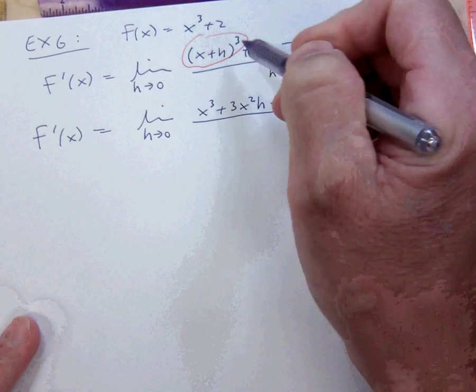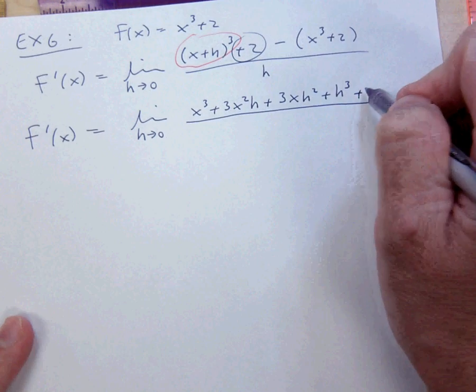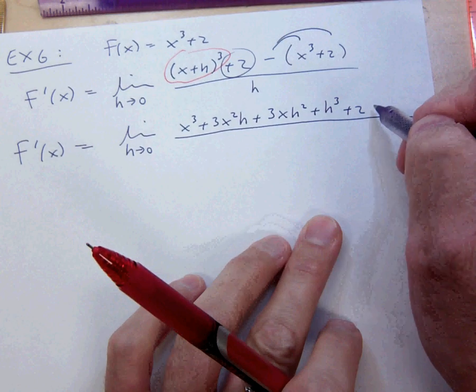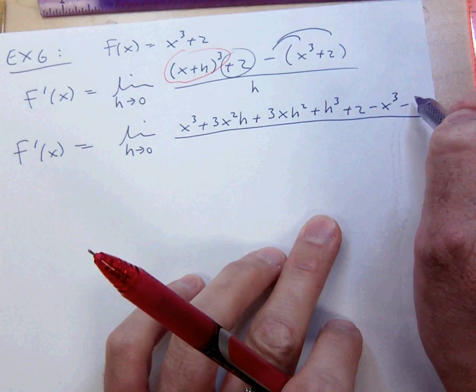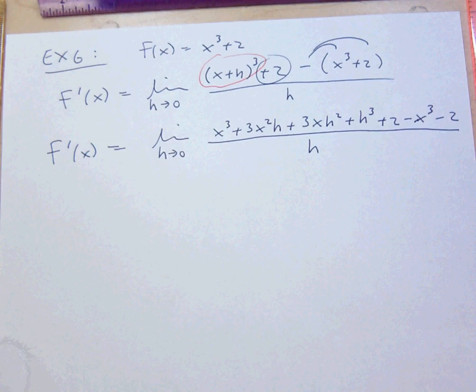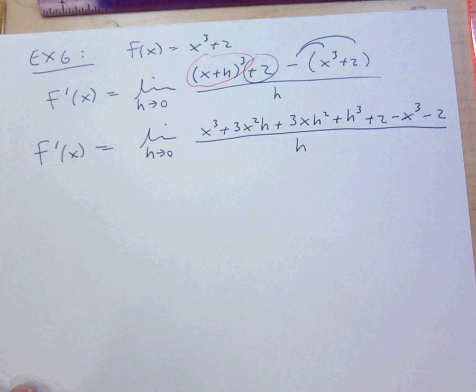Now, don't lose the plus 2. It's still there. And then here, don't you agree I need to distribute the minus? And then all over h. Any questions so far?